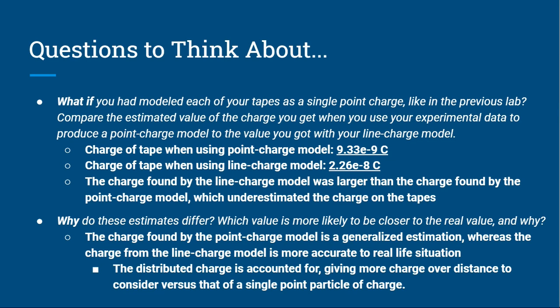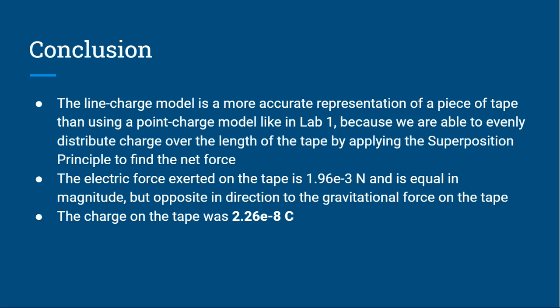Why do these estimates differ, and which value is more likely to be closer to the real value? Well, the charge found by the point charge model is a generalized estimation, whereas the charge from the line charge model is more accurate to real-life application where the distributed charge is accounted for, giving more charge over distance to consider versus that of a single point particle of charge.